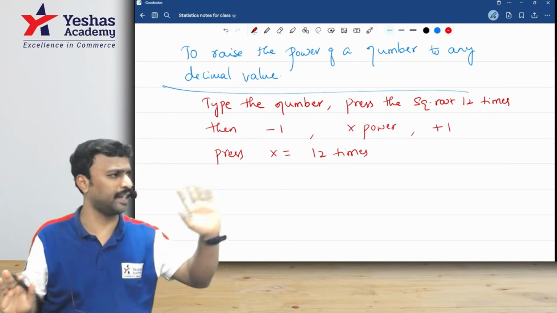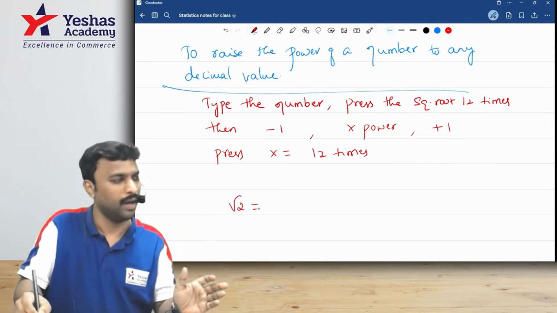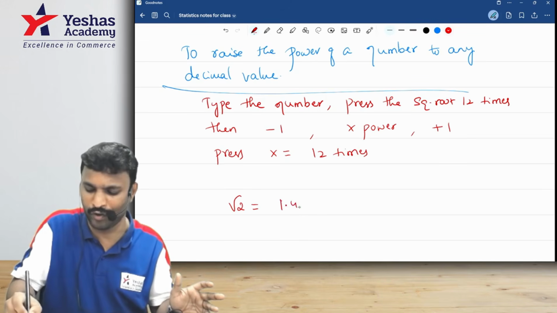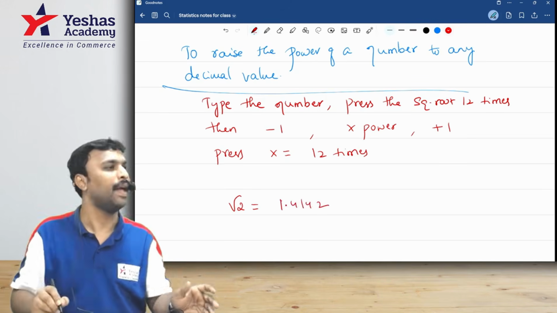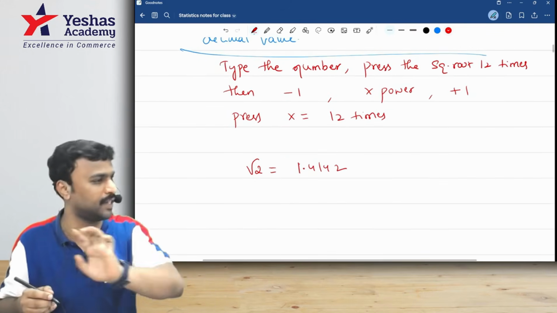You know what is root 2? The calculator can give you what is root 2. Type 2 in the calculator, press square root: 1.4142.